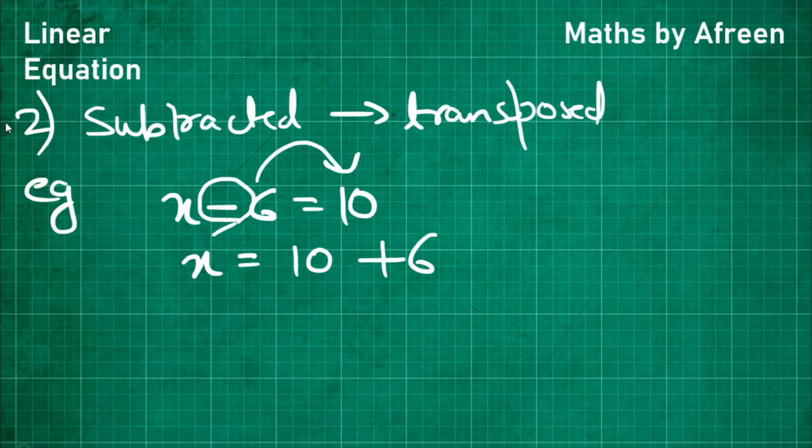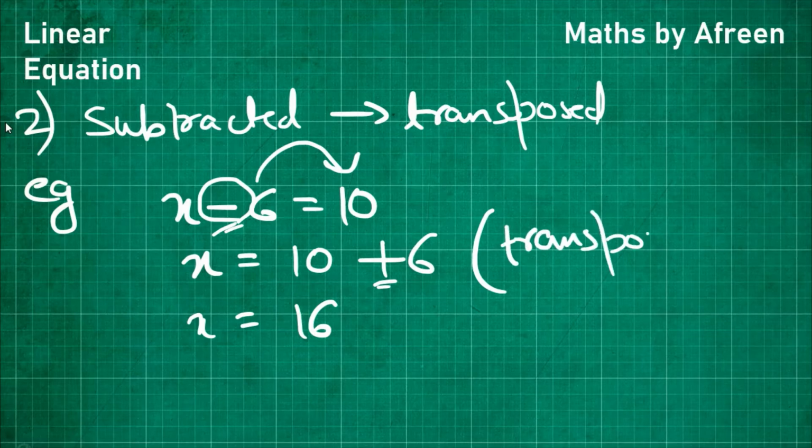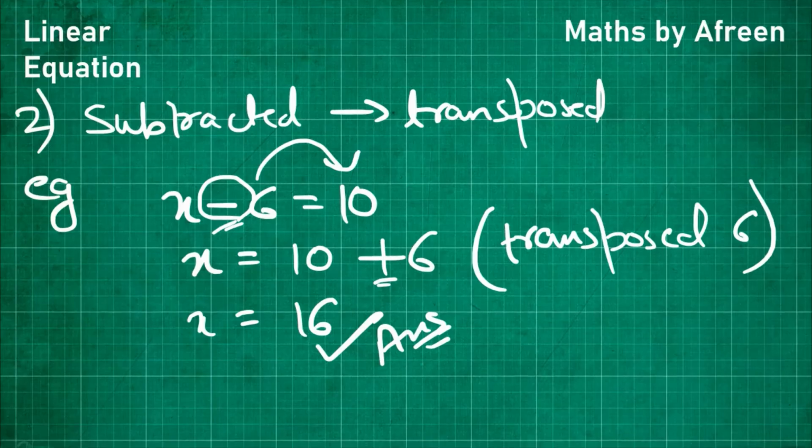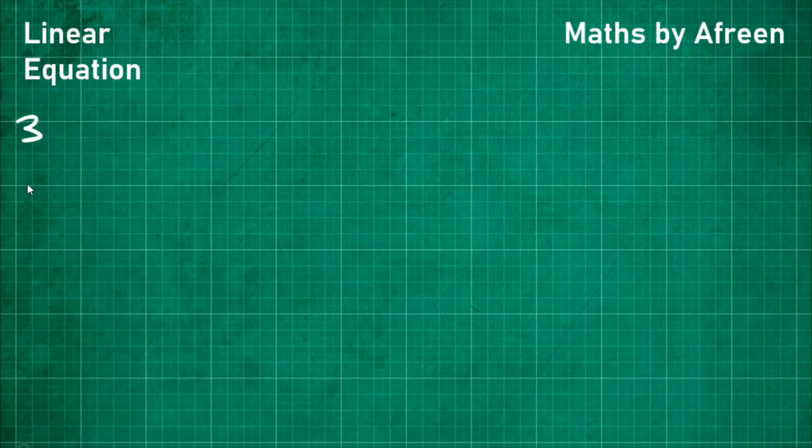Earlier it was minus 6, but now it is plus 6. So what we will get at the end? 10 plus 6 will be 16. What we did here? Here we transposed 6, and while transposing we just changed the operator sign and we got the value of x as 16, and this is our answer. Let's talk about the third method, that is the multiplication transpose method.